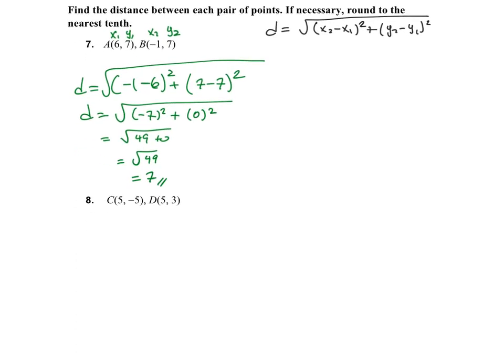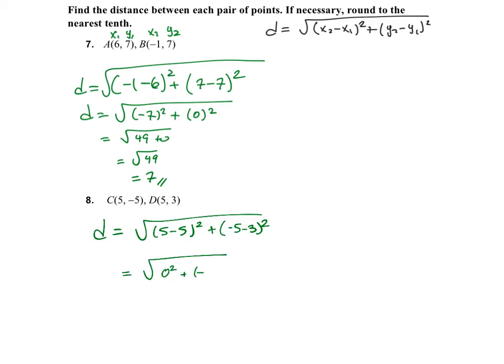Perfect. Now, number 2, the distance equals the square root of 5 minus 5 squared plus negative 5 minus 3 squared. So 0 squared plus negative 8 squared is 0 plus 64. The square root of 64 equals 8. In this case, this is a little bit of a coincidence, because it's not always going to be a whole number. In just these two exercises, they are.